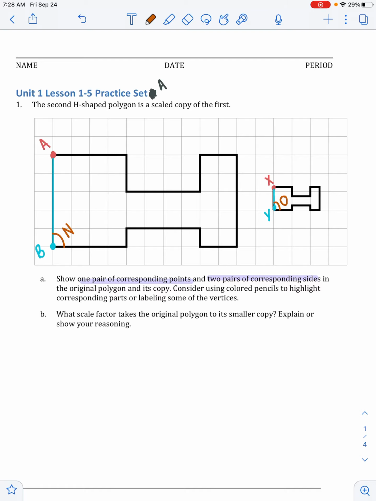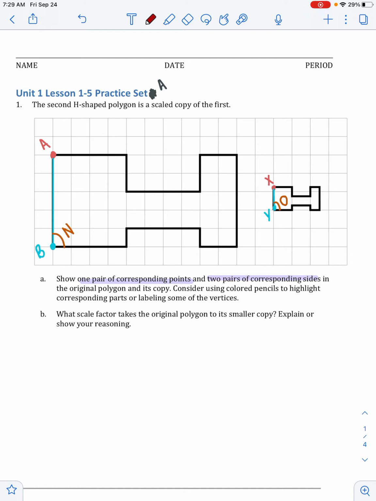Now I want you to pause this video and answer question A. In other words, identify your own, so not what I did, but your own corresponding sides and angles on these shapes. Unpause the video when you come back. Okay, so you should have answered question A.